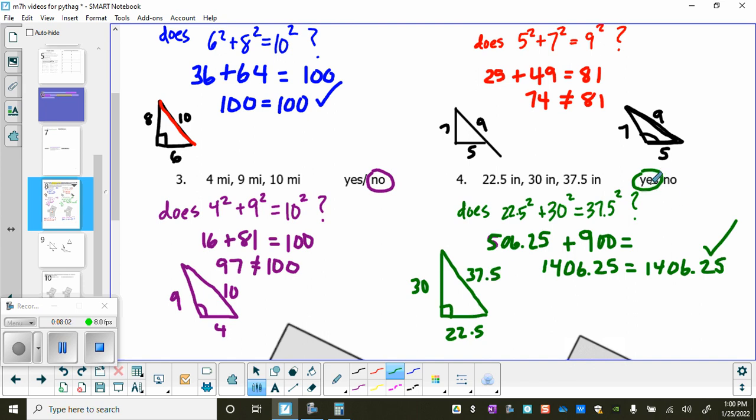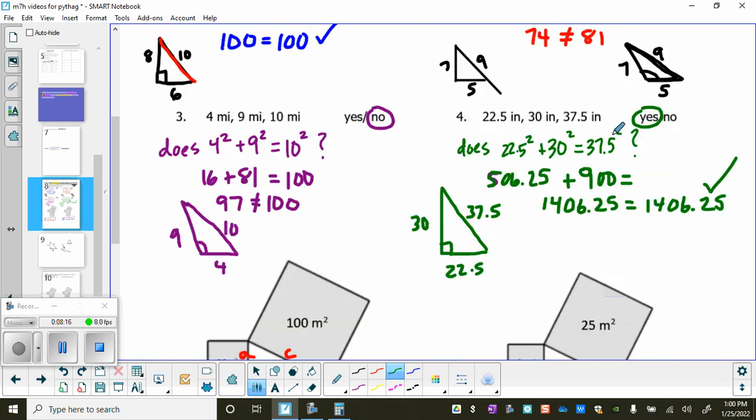So yes. I showed you what happens if it is true. You get equals on both sides. They equal the same number. And if they don't equal the same thing, it's not true. And chances are you're going to have an obtuse triangle here.